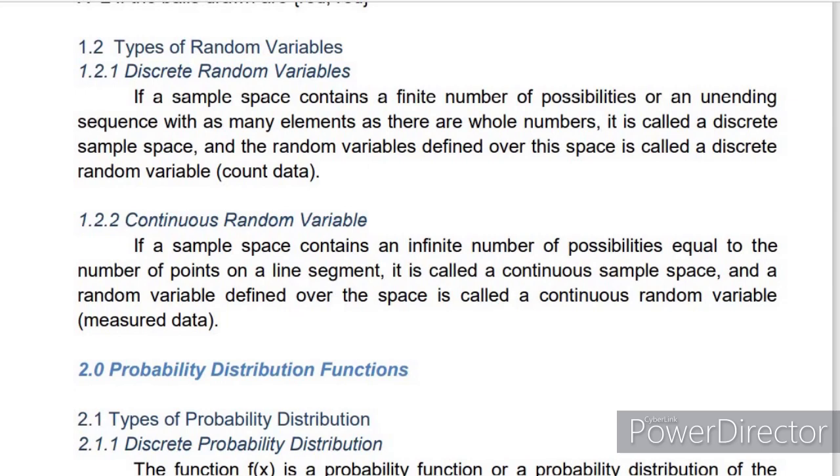1.2.2, continuous random variable. Of course, the opposite of discrete is continuous. So if a sample space contains an infinite number of possibilities, that's why it is continuous. It has an infinite number of possibilities equal to the number of points on a line segment, it is called a continuous sample space. And a random variable defined over the space is called a continuous random variable, or what we call measured data. Okay, so for the discrete random variables, we have count data. For the continuous random variable, we have measured data.